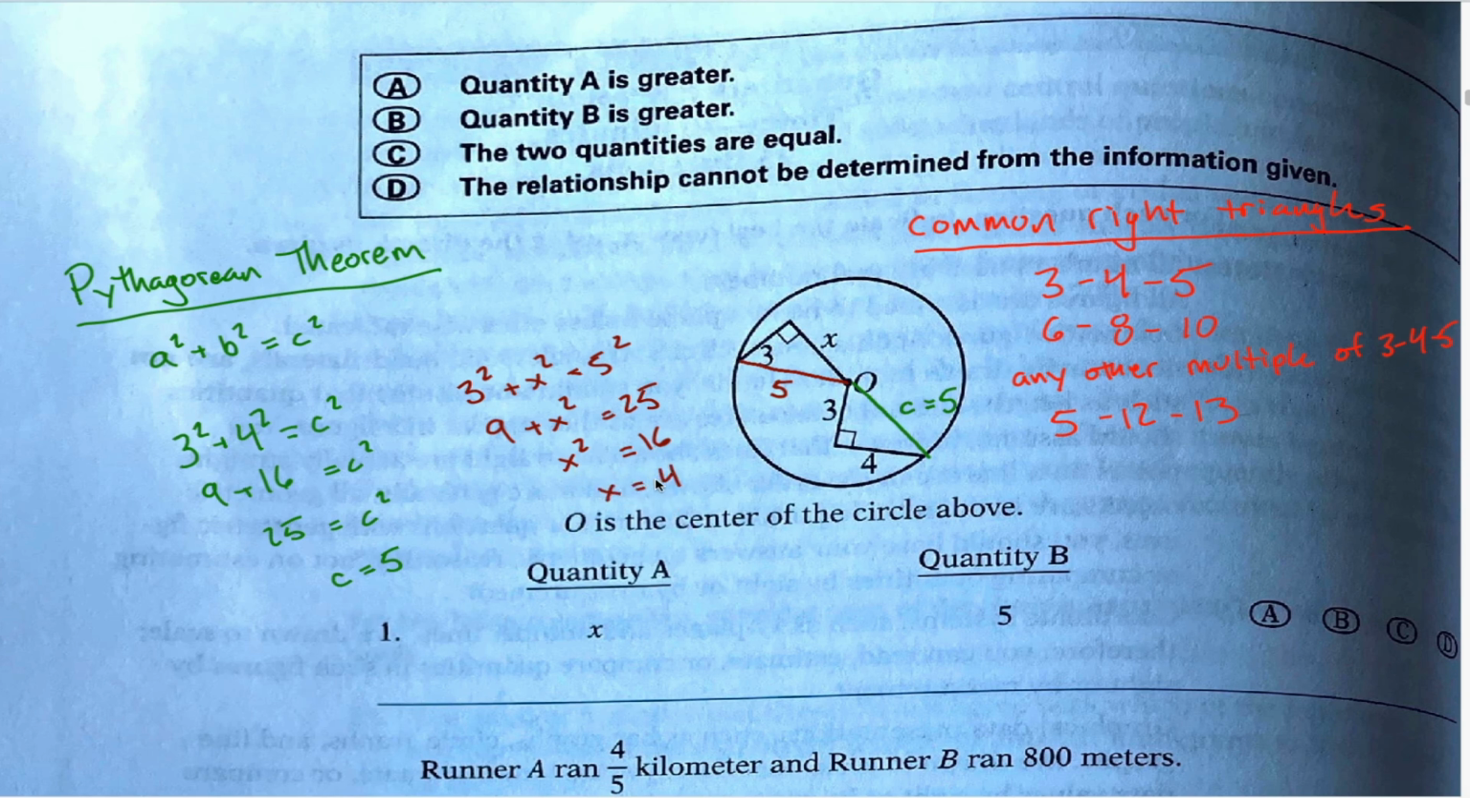Technically, I should get a plus or minus 4, but because we're talking about side lengths here, I only consider the positive solution. Now that we know that x equals 4, since 5 is bigger than 4, I mark b over here because quantity b is bigger than quantity a.